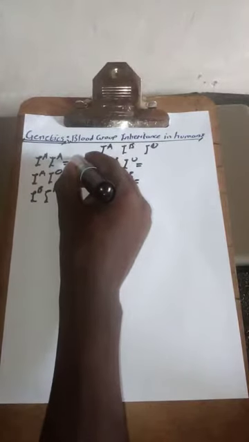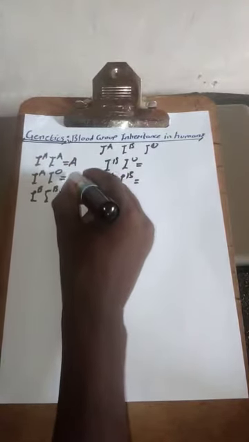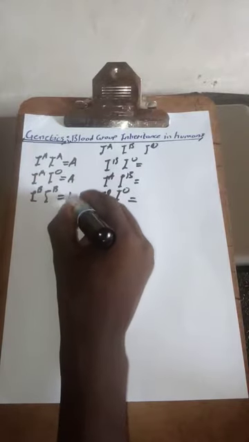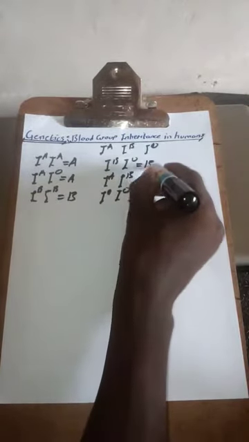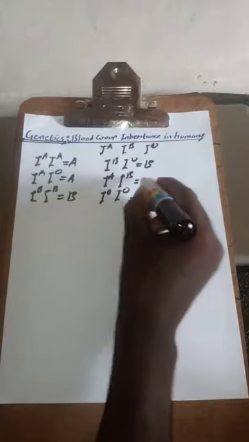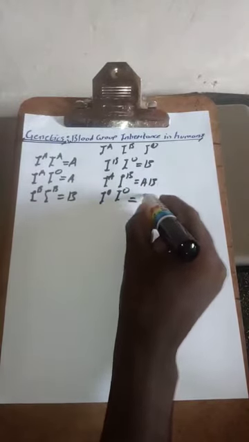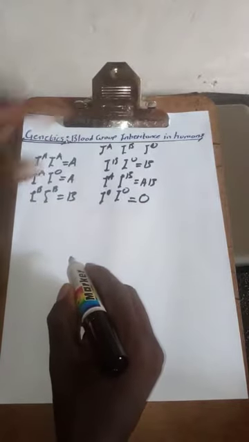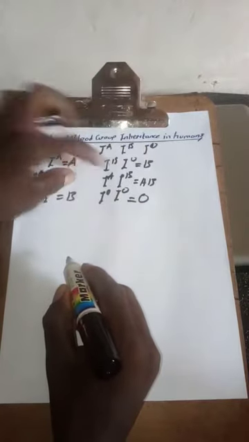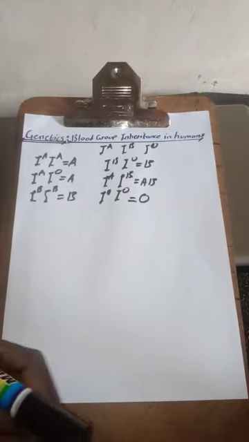Then what about the 4 possible phenotypes from these 6 possible genotypes? Here the blood group you're going to have is A. Here you're going to have A. Here B. Here B. Here AB. And here you're going to have blood group O. So this is already 1, 2, 3, 4. Those are the phenotypes that we have.